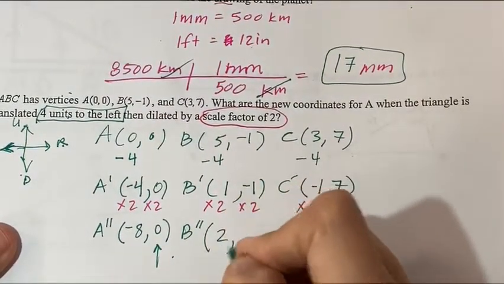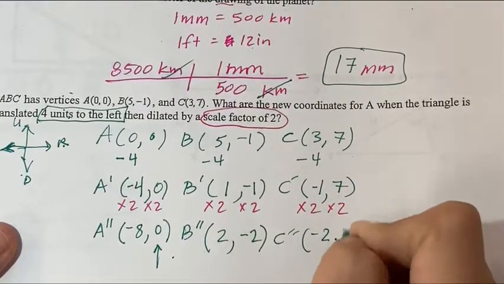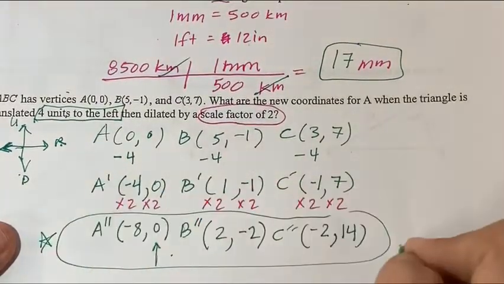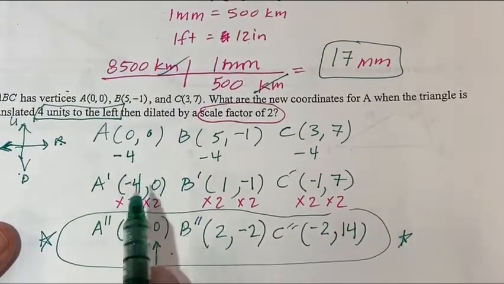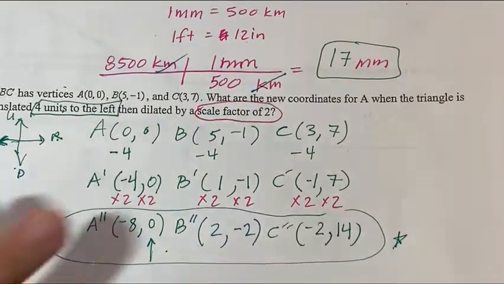1 times 2. Negative 2 times 4. Okay, so there is my answer. This is the new coordinate if I shifted it to the left and doubled the size.